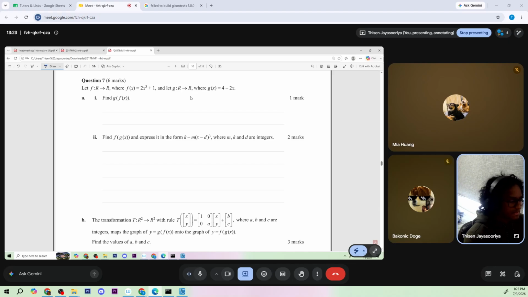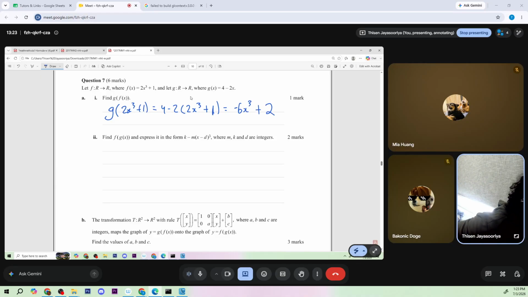Here it's asking me to find g of x and f of x, right? So here this is g of 2x cubed plus 1, which is just going to be 4 take away 2x cubed plus 1, which is just going to be minus 6x cubed plus 2. Wait, no, not minus 6, this is minus 4, my bad. So minus 4x cubed plus 2.